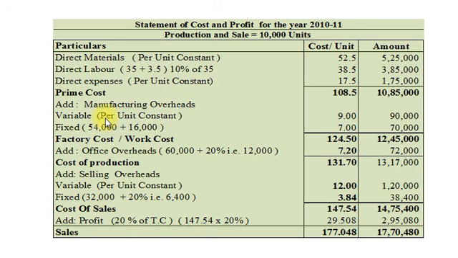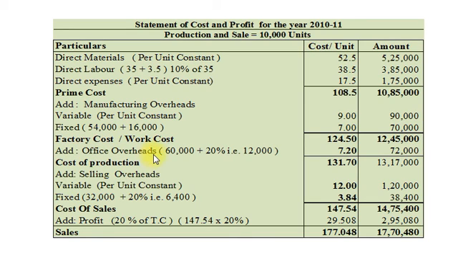Variable, there is no information about increase or decrease, so per unit constant rupees 9 and multiply with 10,000, so we get total amount 90,000. Fixed, in 2009-10 it was rupees 54,000 and it is going to increase by rupees 16,000, so our total amount comes to 70,000 and per unit rupees 7, that is 70,000 divided by 10,000 units. So we get factory or work cost rupees 124.50 per unit and total amount rupees 12,45,000.